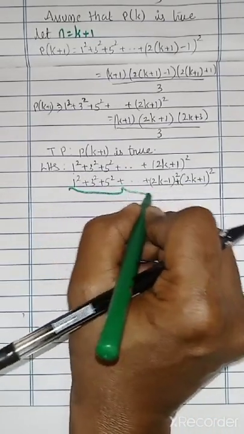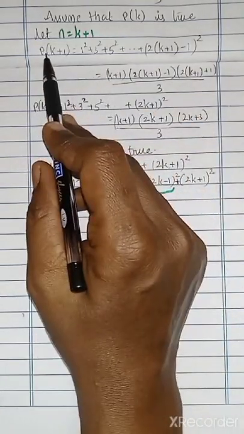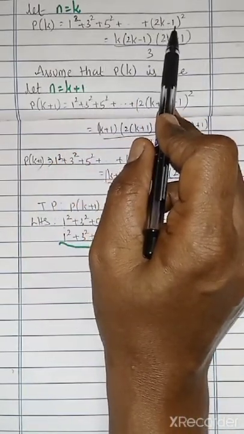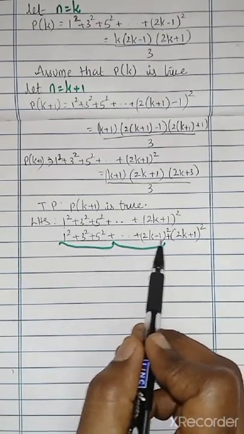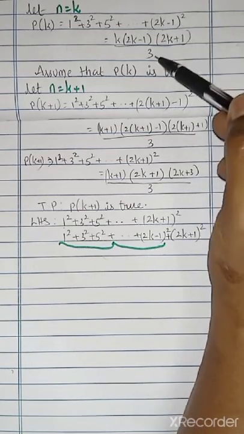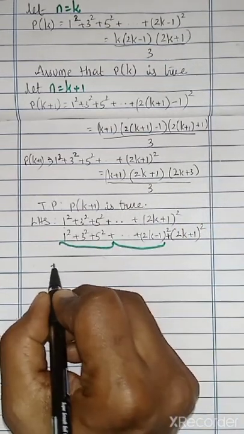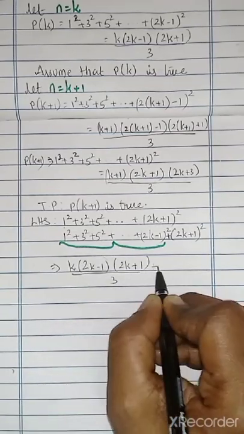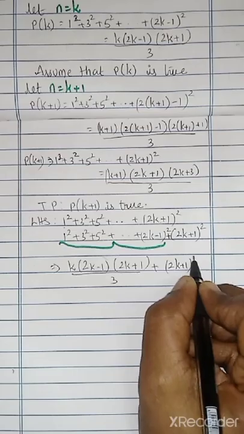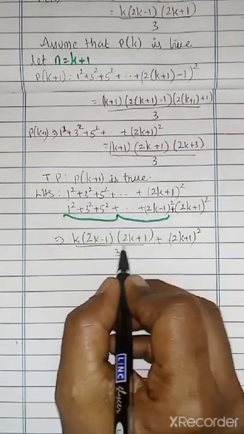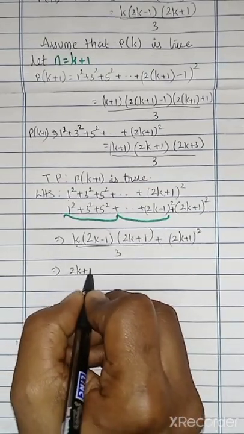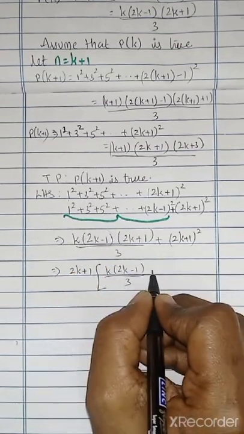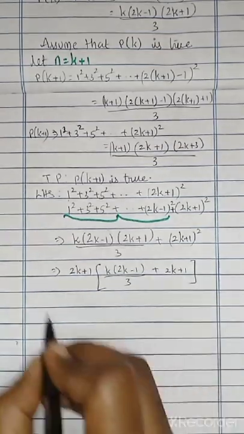Now, instead of this, look at here, P of k. Whatever we will get, 1 square, 3 square, 5 square, etc. up to 2k minus 1 the whole square. Is that one and the same? So instead of this, we can write this right hand side: k into 2k minus 1 into 2k plus 1 by 3, plus the last term, 2k plus 1 the whole square, as in your previous problem. Now we can take 2k plus 1 common. So 2k plus 1, if I take common, we will get k into 2k minus 1 by 3 plus 2k plus 1. If you simplify, definitely you will get your right answer.